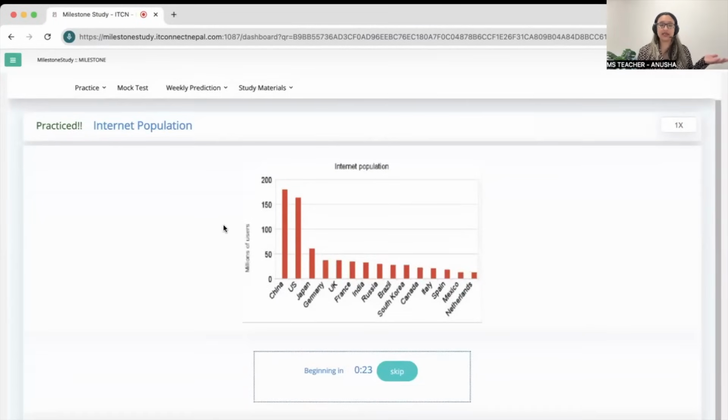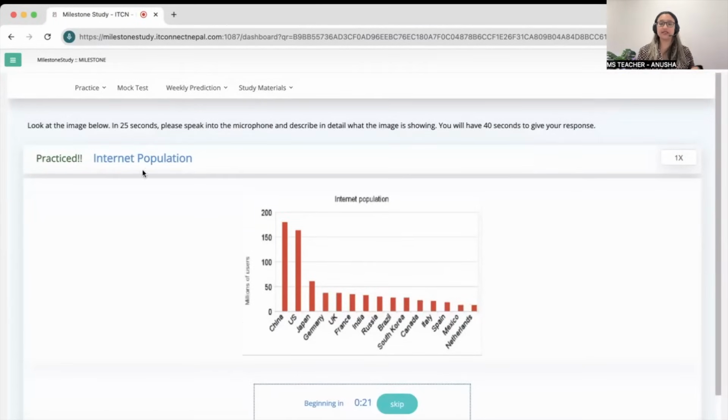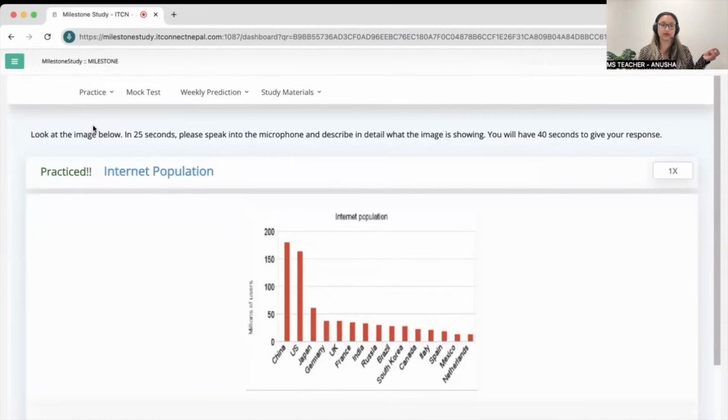Now you can see the interface. There will be a question. Look at the image. Let me just zoom in a little. Look at the image below. In 25 seconds, please speak into the microphone. That means we get 25 seconds to prepare our answer, okay? And describe in detail what the image is showing. So this image is showing us the title, the country names, millions of users on the x-axis, y-axis. These are the things that it is showing. And then you have 40 seconds to give your response.